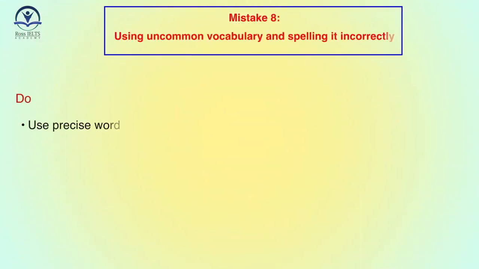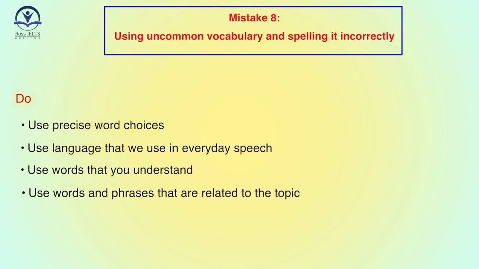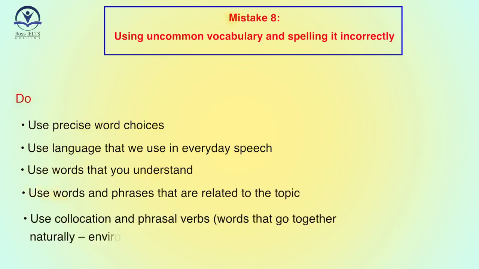Generally, what you should do: use precise word choices. Use language that we use in everyday speech. Use words that you understand and you're sure about. Use words and phrases that are related to the topic. Use collocations and phrasal verbs. It means words that go together naturally, like for example, environmental pollution, major issue, promising future, in the correct place.